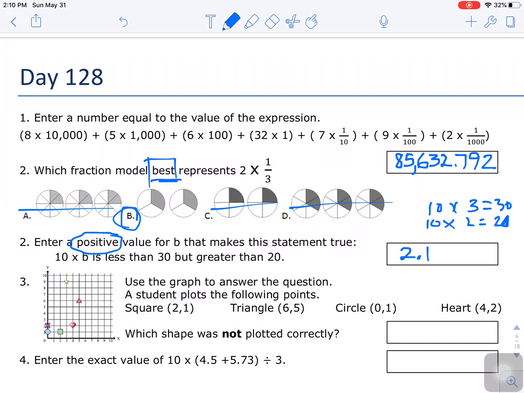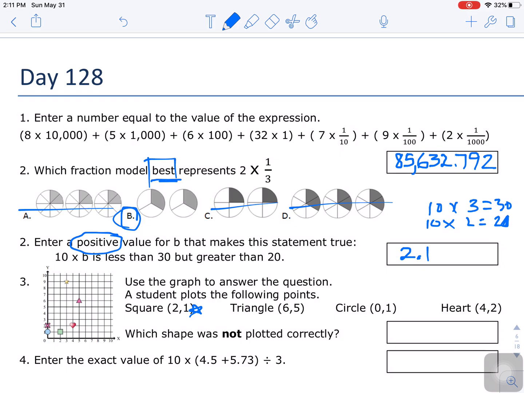Okay, problem number 3. Use the graph to answer the question. A student plots the following points: a square at 2, 1, a triangle at 6, 5, a circle at 0, 1, and a heart at 4, 2. Which shape was not plotted correctly? So let's take a look at our shapes. Is the square at 2 over and 1 up? Yes, it is.